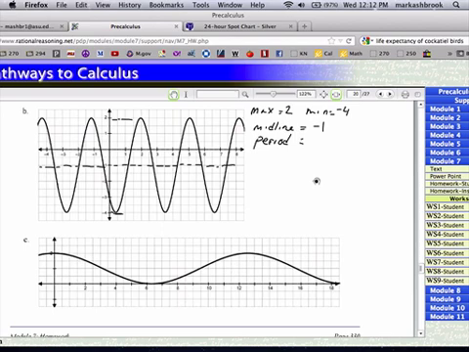Lots of ways to do it. There's basically 3 ways to do it. Period is how far it takes, what interval before it starts over again, right? So how can we use the max to do that? From one max, where would we stop for the period? Next max, right? So from there to there, that may be the easiest.